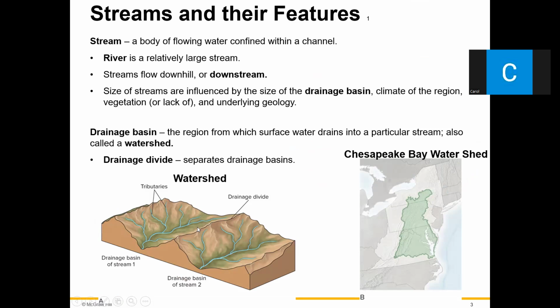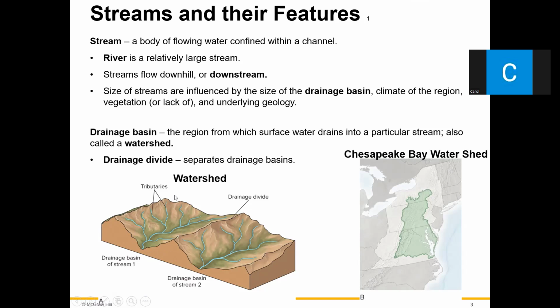So, streams are just a flowing channel of water. Rivers tend to be bigger, but it's all a relative term. I've seen streams in Kentucky that California would have called a river. They always flow downhill. Water will always take the path of least resistance, which is towards gravity, and the easiest thing to flow over. Size of the streams are influenced by the size of the drainage basin, which is essentially the bowl that river is collecting water from.